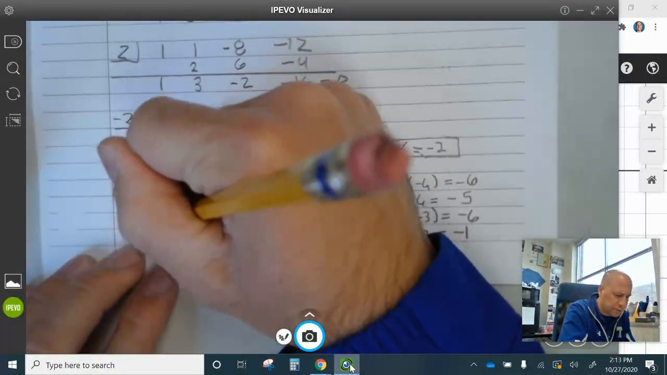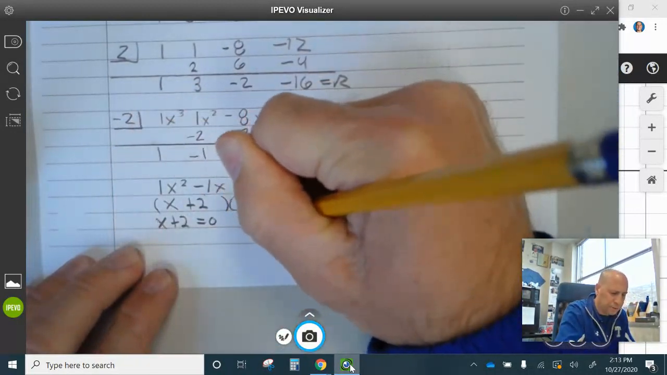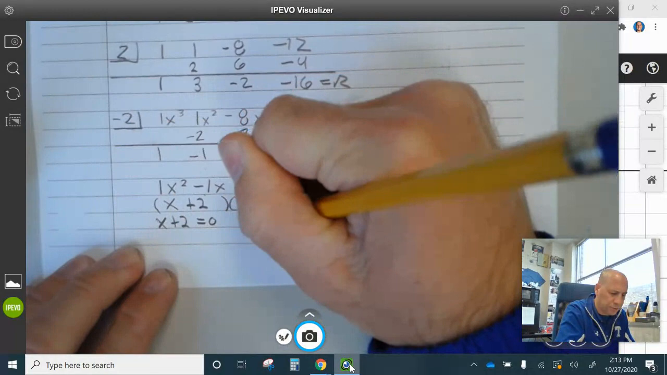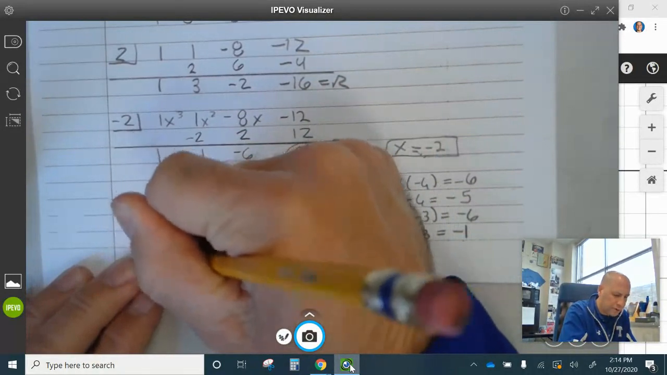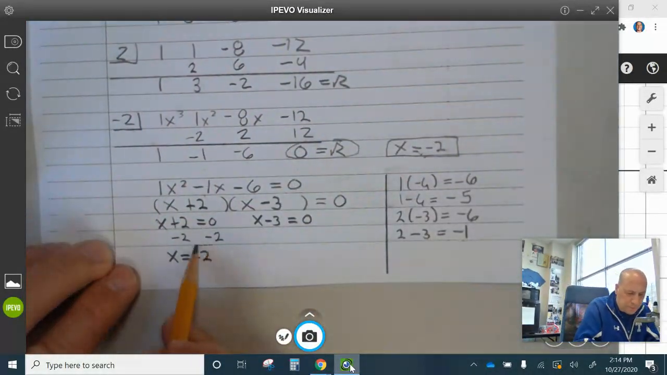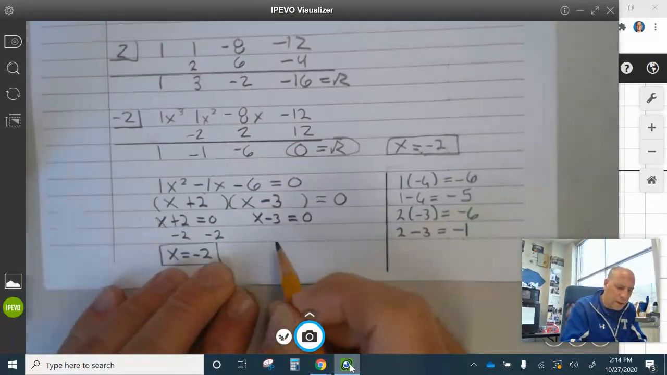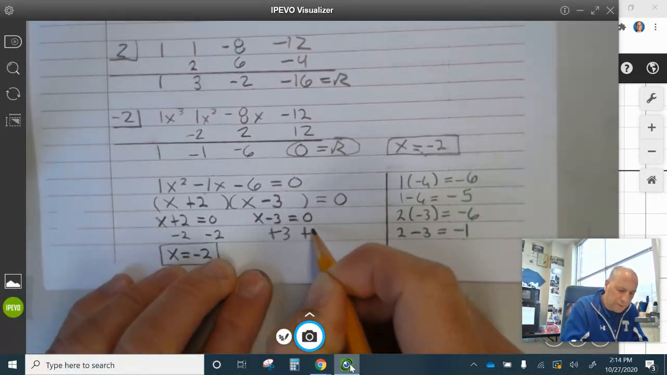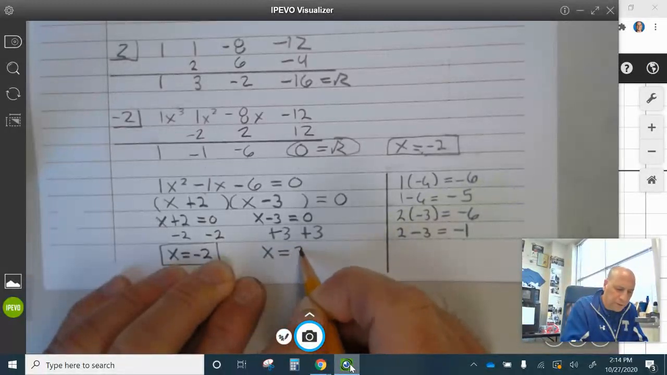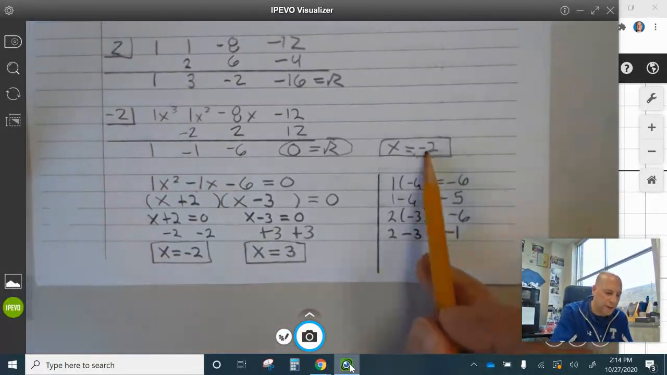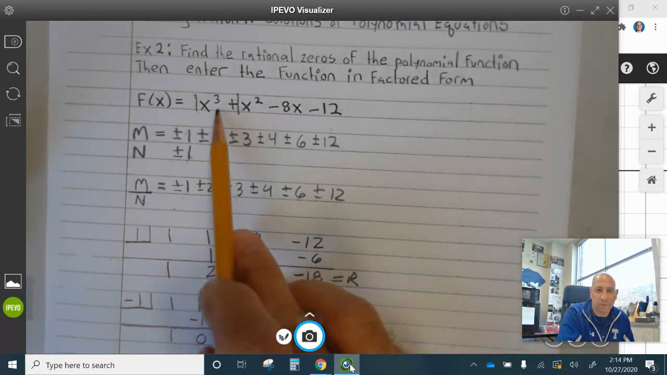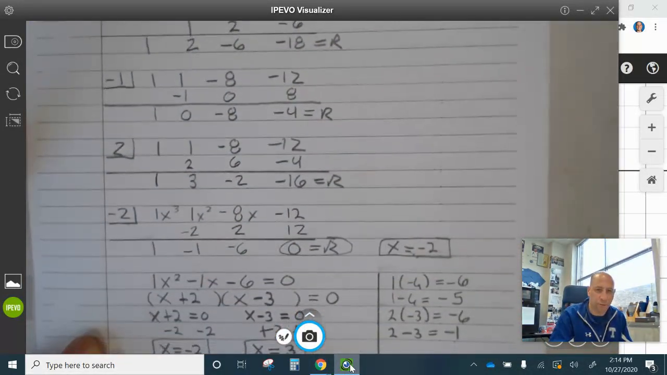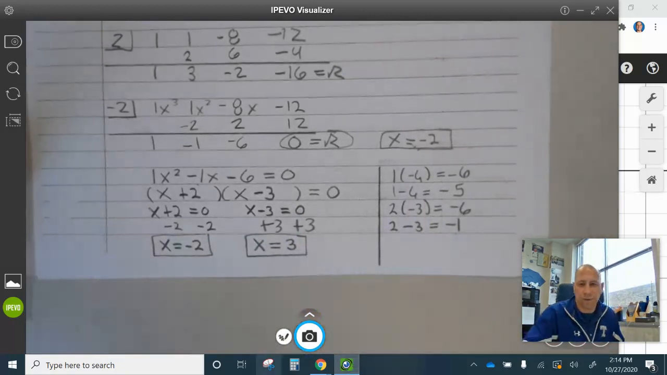So set x plus 2 equal to 0, x minus 3 equal to 0. So we subtract 2 from both sides, x equals negative 2. And we add 3 to both sides, so x equals 3. So our zeros are negative 2 and 3, which makes sense because this tells us how many zeros there are. This says there's 3. We have 3. Okay, so now let's graph and verify that.